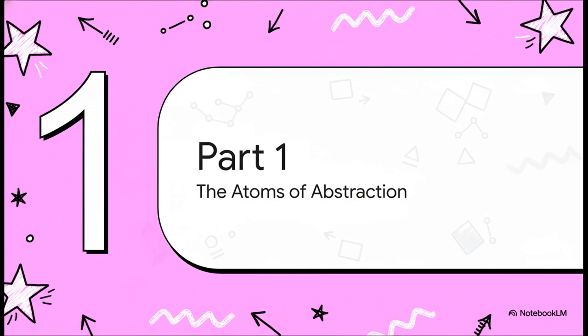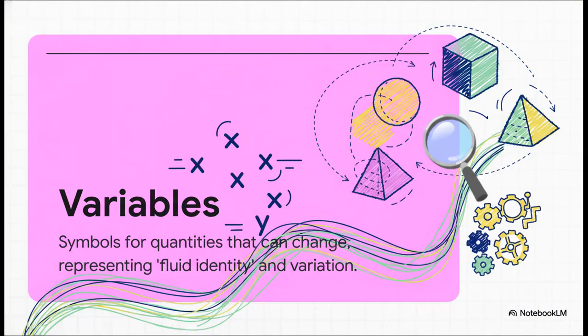The fundamental building blocks. Let's call them the atoms of this abstract language. First up, variables. You know, that x or y we all remember? Turns out they're not just placeholders for a number. They represent a really profound idea, fluid identity. They teach us that things in our world are often defined not by what they are in a fixed sense, but by their relationships and their potential to change. It's how algebra breathes dynamism into a world that can sometimes seem pretty static.